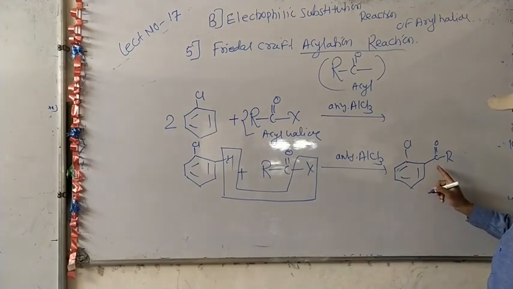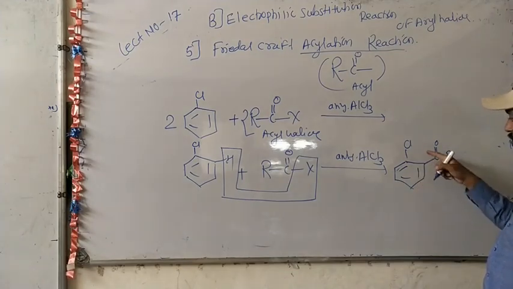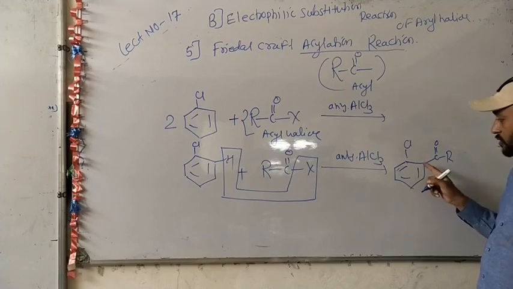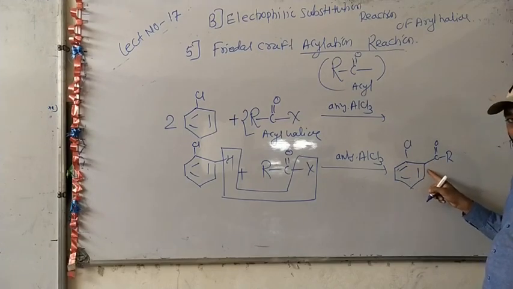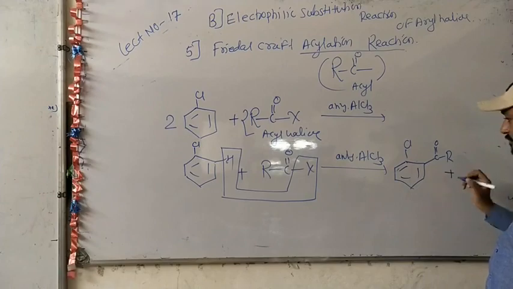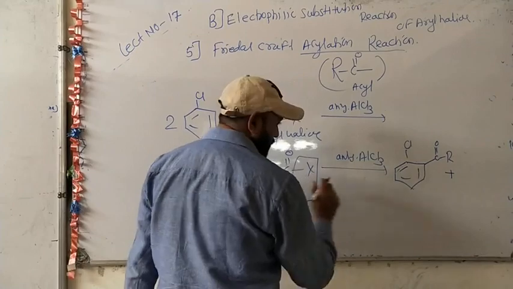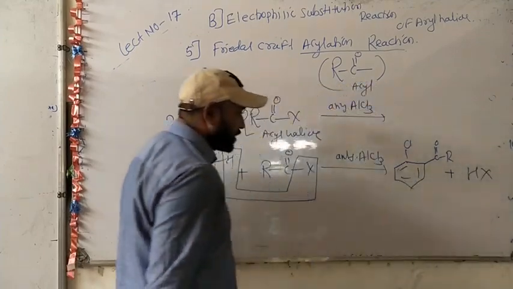It is called ortho-chloroacylated benzene. Ortho-chloroacylated benzene. Second, now the reaction of that plus what? HX. This is the first product formed.